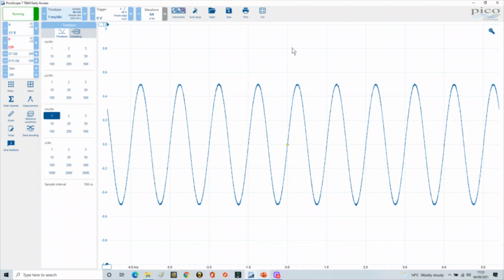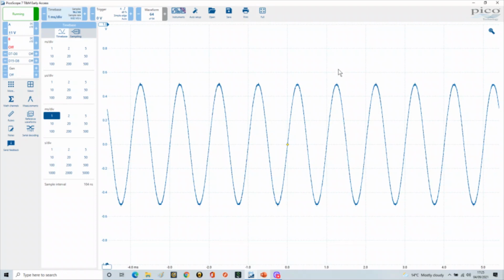So there's our division graticules here, and from that trigger point we can see that we've got 1 complete cycle in 1 division. That's 1 millisecond, and therefore if we take the reciprocal of 1 millisecond, we end up with 1 kilohertz, and that's the frequency of our waveform.